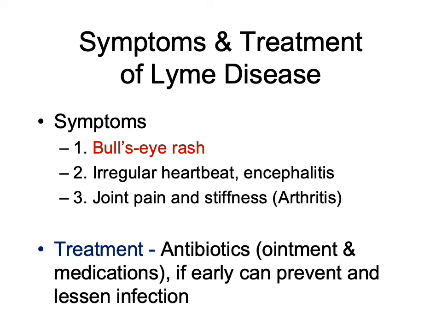Treatment for Lyme disease includes antibiotics. If you treat it early, when you remove the tick, which I'm going to show you on a following slide, if you remove the tick and you immediately treat it with antibiotic ointment, you have the possibility of preventing an infection from occurring. So you need very quick treatment with antibiotic ointment on removal of the tick, and then if you notice these symptoms, then you need to go to a healthcare provider and do an antibiotic treatment so you can lessen the infection.